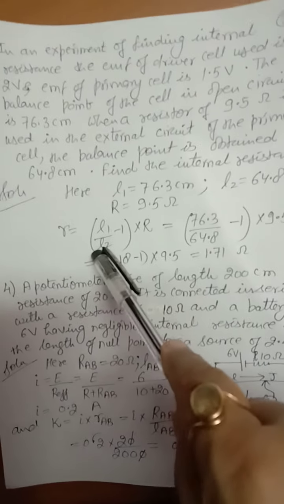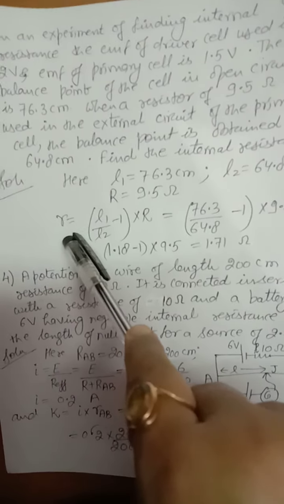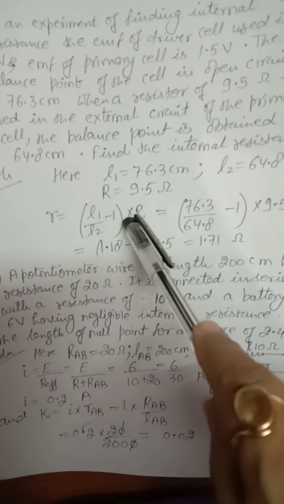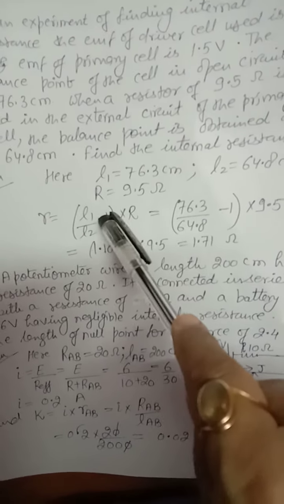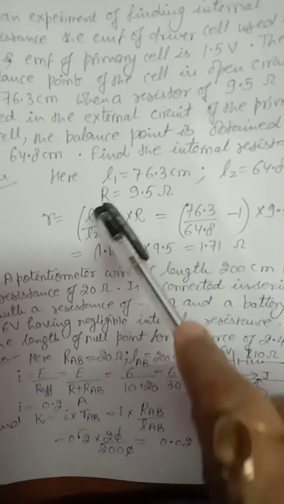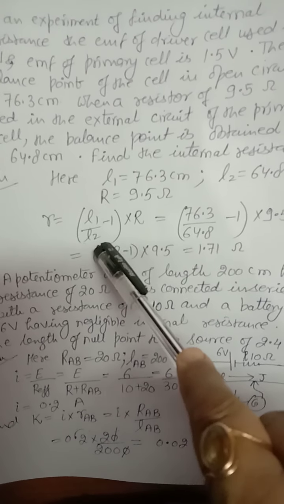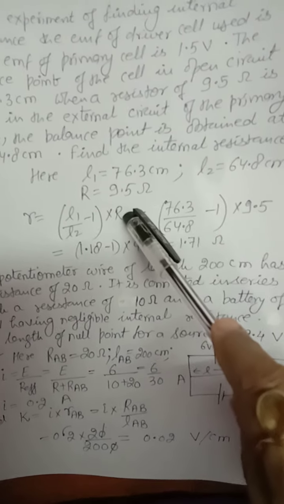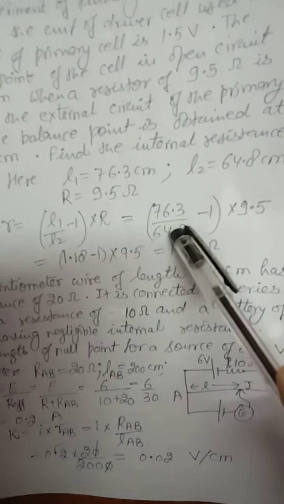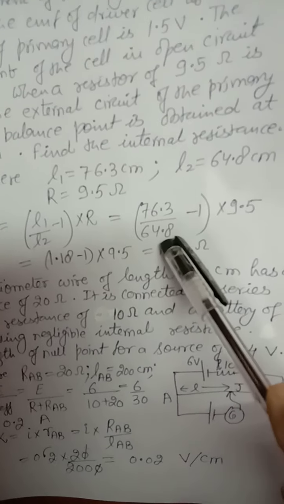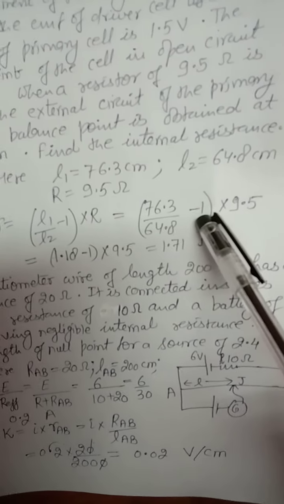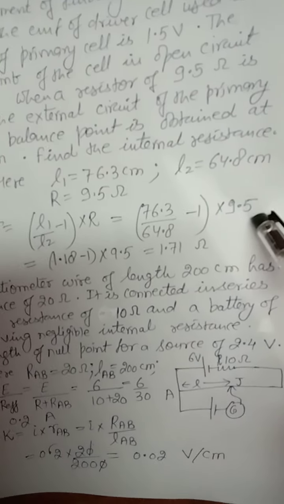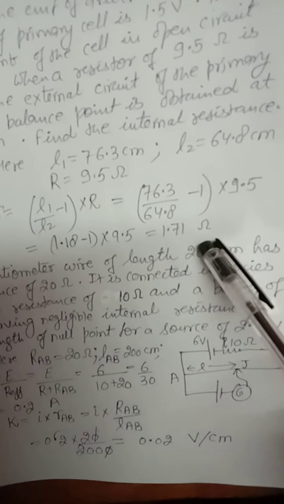If we have done this derivation, the internal resistance of the primary cell is given by (L1 upon L2 minus 1) into capital R, where L1 is the length of null point in open circuit, L2 is the length of null point when we connect a resistance R in parallel, and capital R is the value of external resistance. On substituting the values, we get (76.3 upon 64.8 minus 1) into 9.5. On solving, we get approximately 1.7 ohm.